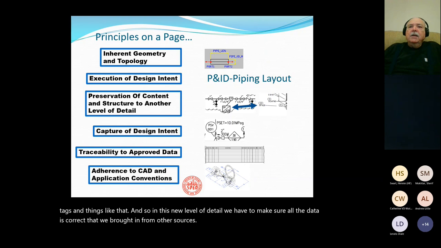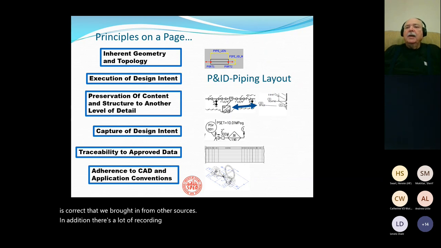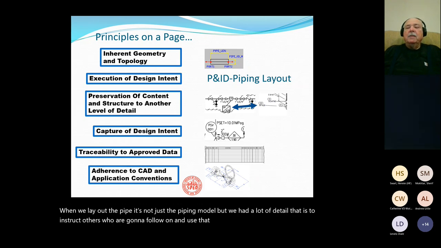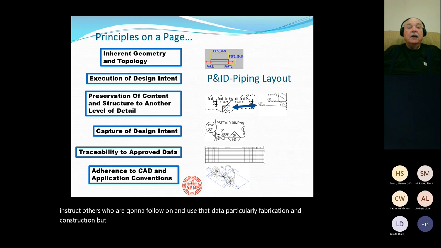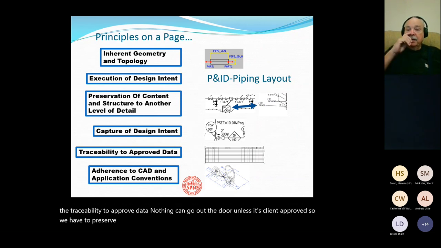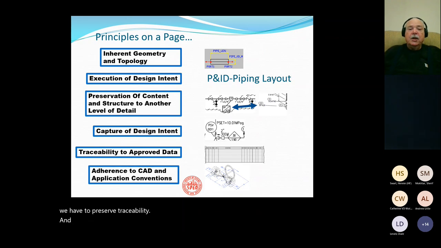In addition, there's a lot of recording of design intent. When we lay out the pipe, it's not just the piping model, but we add a lot of detail that is to instruct others who are going to follow on and use that data, particularly fabrication and construction, but also analysis and other disciplines. Then we have to pay attention to the traceability to approved data. Nothing can go out the door unless it's client approved, so we have to preserve traceability. And so that's another design responsibility that we have to execute.